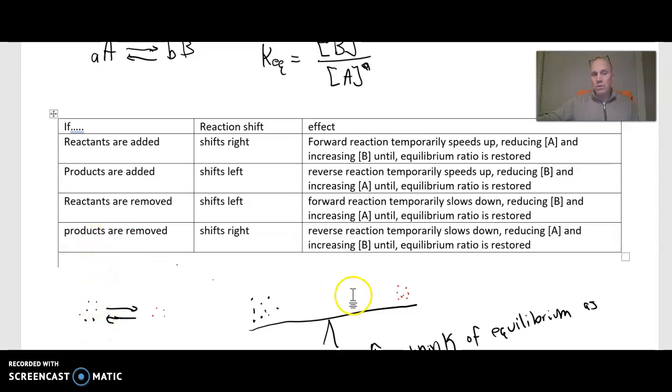And the last scenario would be, what if we removed things over here? If we remove things over here, you can see it's going to be tipped a little bit more towards the left. How do we get it back to equilibrium? That would temporarily slow down the reverse reaction. And if the forward reaction keeps on going at its normal pace, that's going to turn some of these guys into the red, and we're eventually going to get back to that equilibrium.